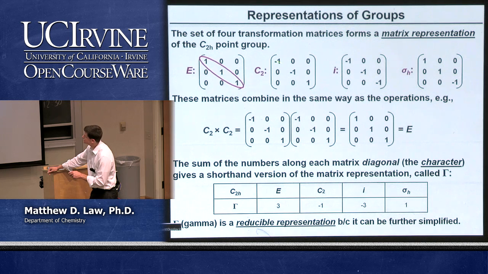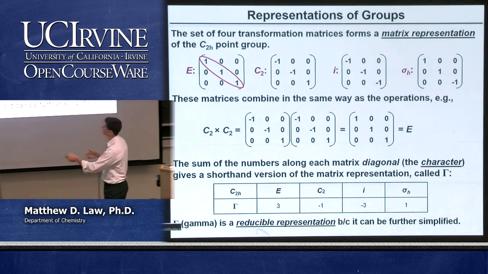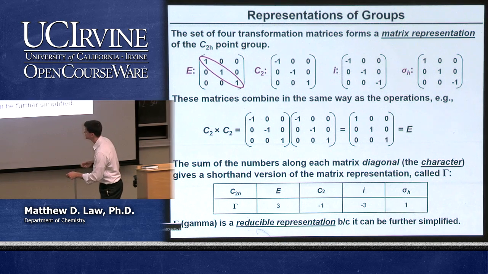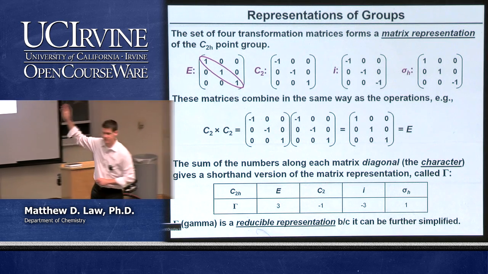If we looked at C2 and we did the sum, we're going to have -1. So the character for the C2 operation is -1. Character for the inversion operation is -3. The character for the reflection operation is 1. Okay? And so what we've done here is we've condensed the transformation matrices, all of these numbers, that's just redundant information, into a simple 4-number set. Okay? That contains all of the information up there in the transformation matrices.